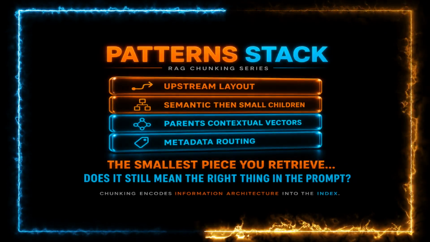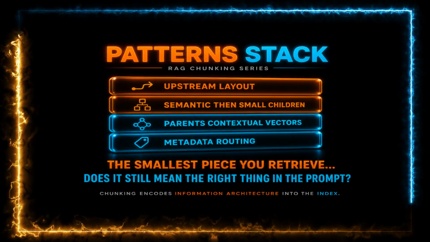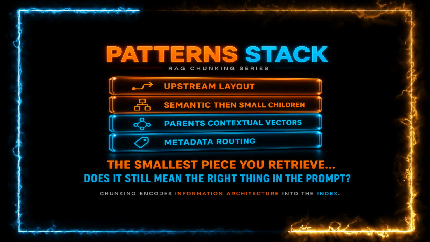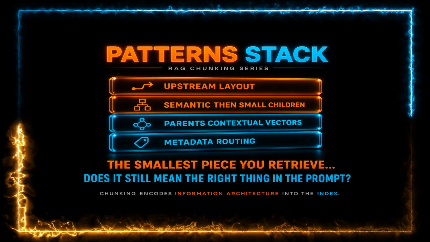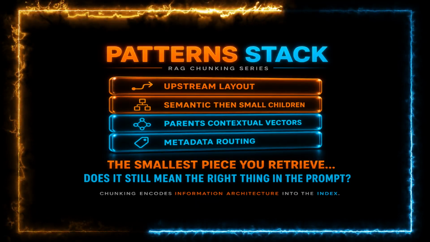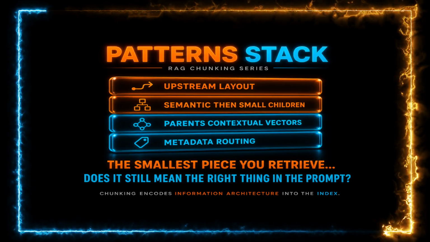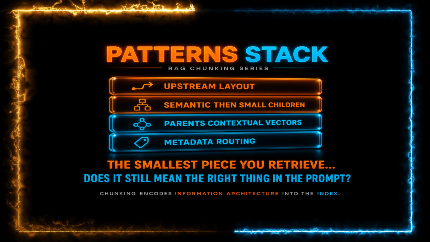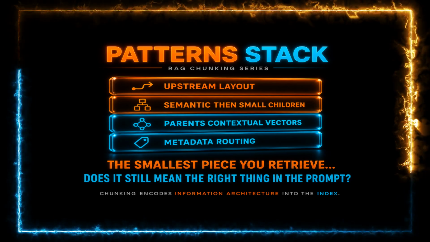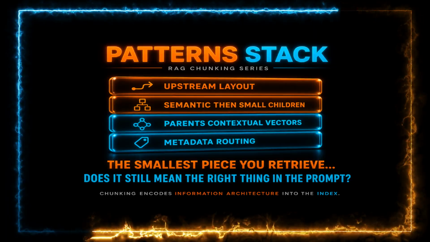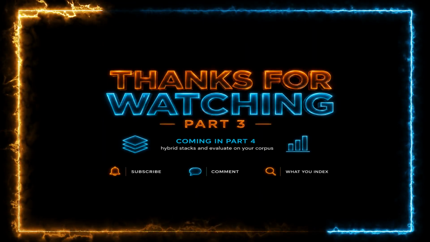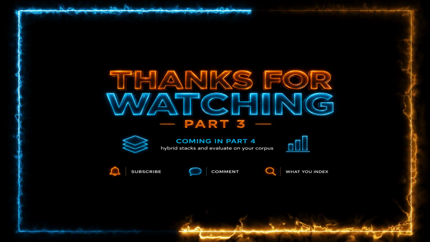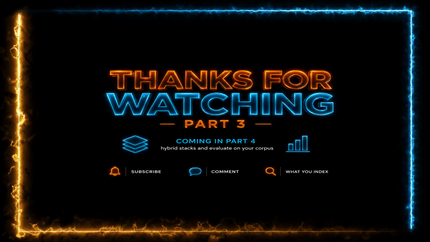Remember, these patterns stack. Layout or semantic upstream, small children for retrieval, parents or contextual prefixes for vectors, metadata for routing. Not one checkbox, the through line across all three parts. What's the smallest piece you're willing to retrieve? And does it still mean the right thing when it lands in the prompt? Chunking is where you encode your information architecture into the index. In Part 4, we wrap the series. Hybrid stacks teams actually ship and how to evaluate what's worth the complexity on your corpus.